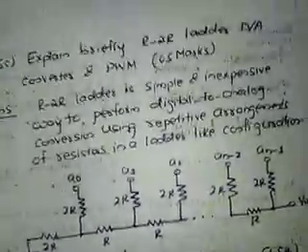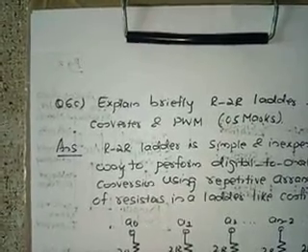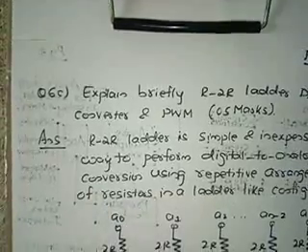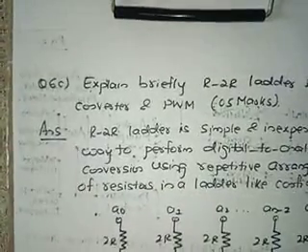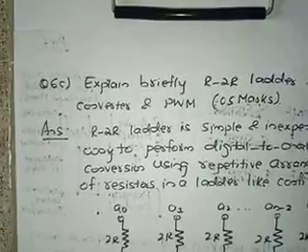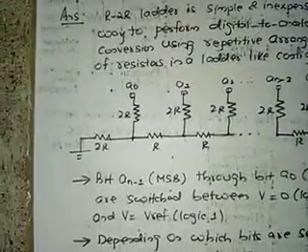R to R ladder DAC is one part, and PWM is pulse width modulation. In pulse width modulation, the width of the pulses is varied in accordance with the information signal. So that is what is called pulse width modulation. So this R to R ladder DAC and pulse width modulation are employed in the data acquisition systems.